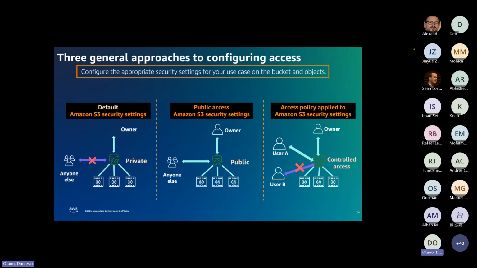The third pattern is the recommended one if you have sensitive data: apply a policy to the bucket, right? So you can have some control, and as you see here, we only allow access to the owner and user A, no user B. You can control the access to the bucket using a bucket policy, or maybe an identity and access management policy, right? So that's three different patterns, three different scenarios that you can use to access a bucket.